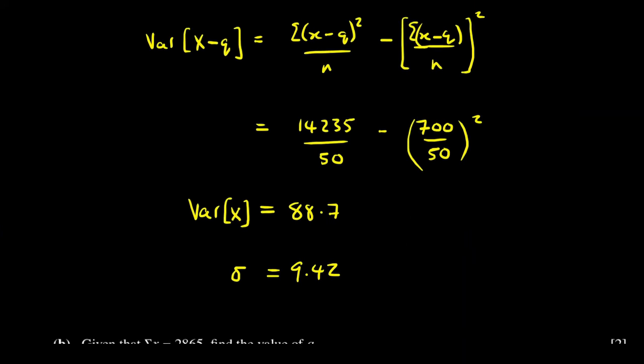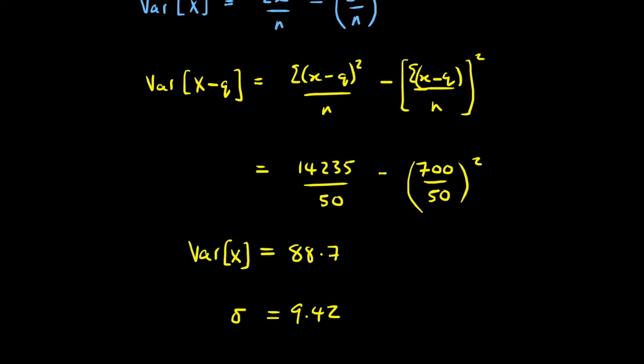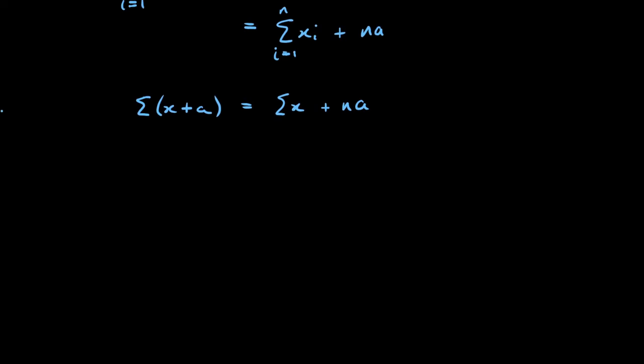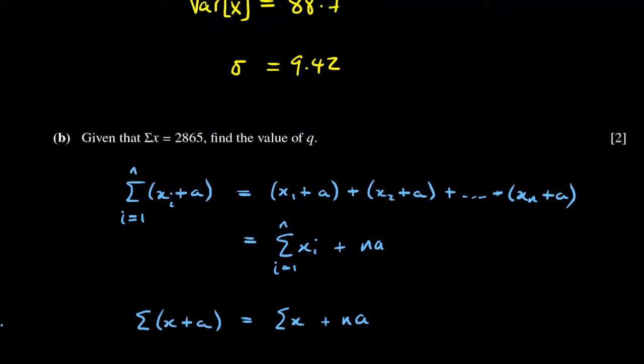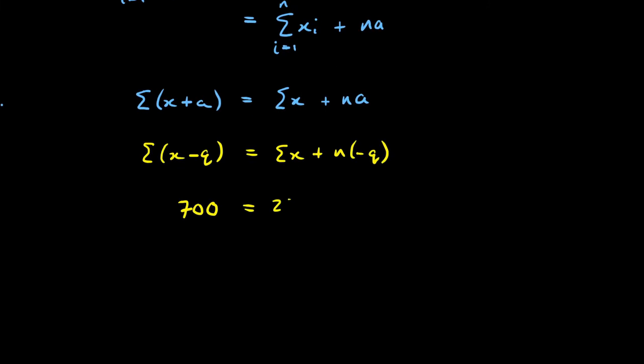So sigma of x plus a. We are told in the question, sigma of x minus q is equal to 700. So let's just change this. So now what we're doing is sigma of x minus q. What I'm trying to say is that's the same thing as sigma x plus n times by negative q. And we know that sigma of x minus q is 700. We're told that sigma x is 2865, so 2865, and we're told that n is 50, so minus 50q.